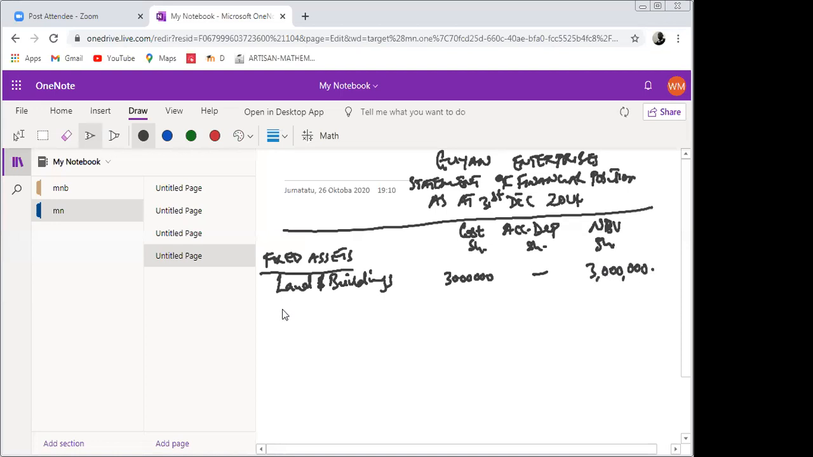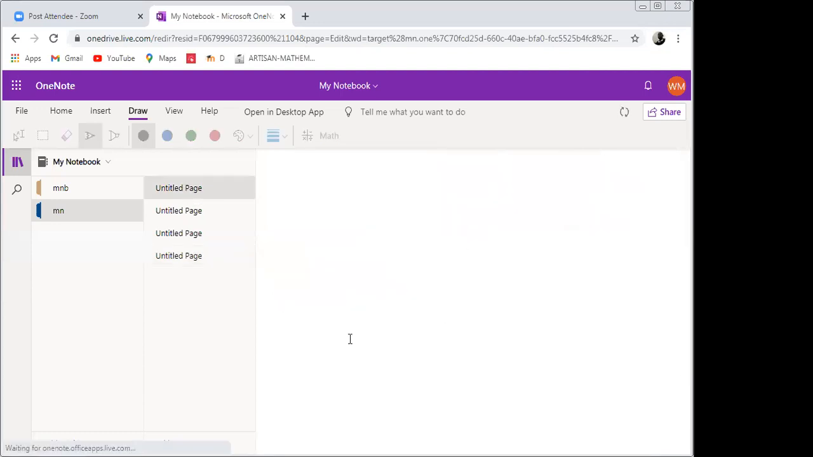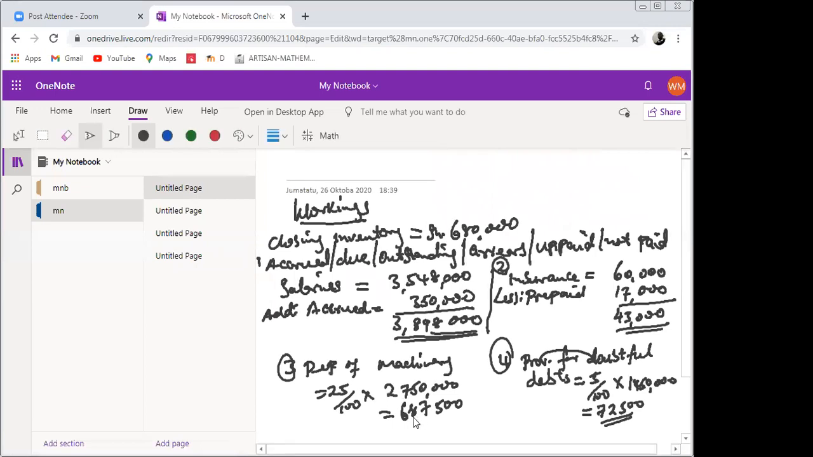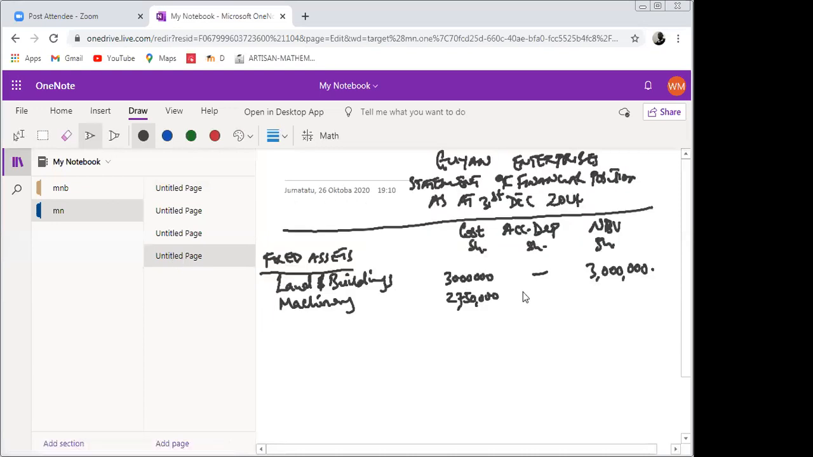The other asset is machinery, whose cost is 2,750,000. Then you less the depreciation that we calculated. We calculated the depreciation of machinery here, which was 687,500. So you less that depreciation. If you less 2,750,000 minus 687,500, how much do you get?